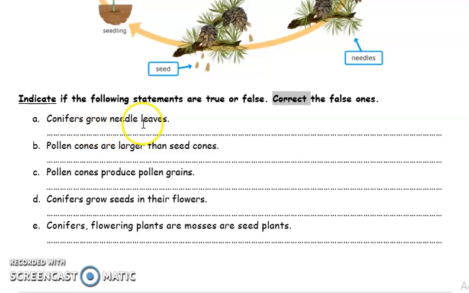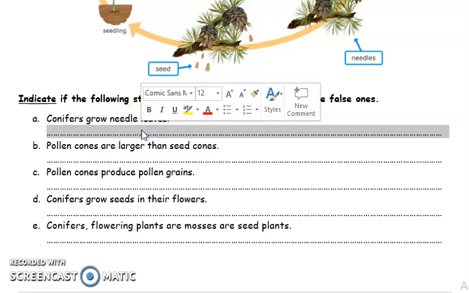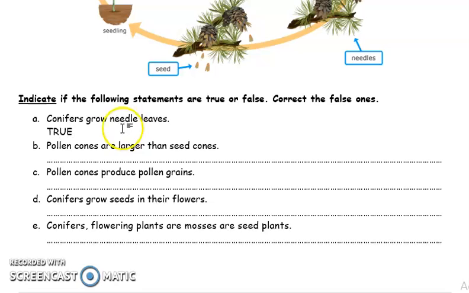Conifers grow needle leaves. This is true. This kind of tree grows needle leaves, leaves that look like needles, as you can see in the picture right here. Pollen cones are larger than seed cones. Let me start with part C to explain what. Pollen cones produce pollen grains.